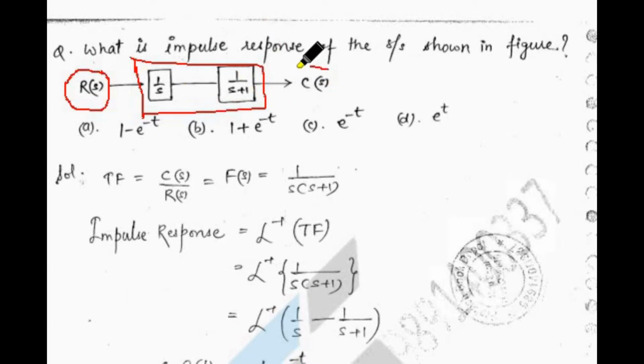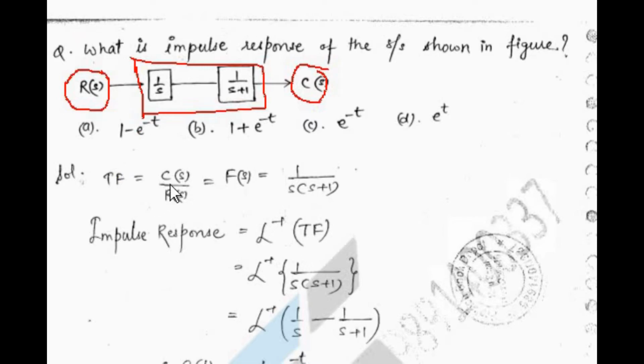What they want, this word is much more important: what is the impulse response of a system? This question is much more straightforward. They want to ask that suppose I am providing an impulse input for any system, in this case 1 by s into 1 by s plus 1. What is the output for this input? So we'll try to decode it.